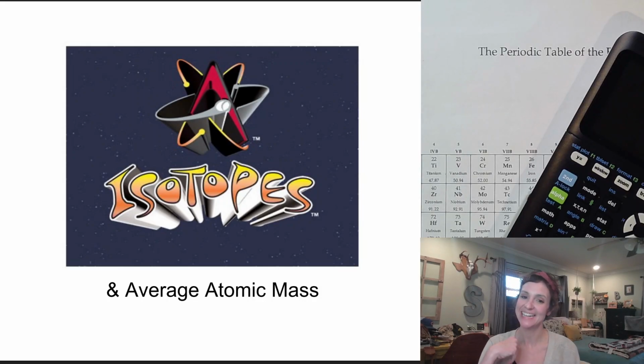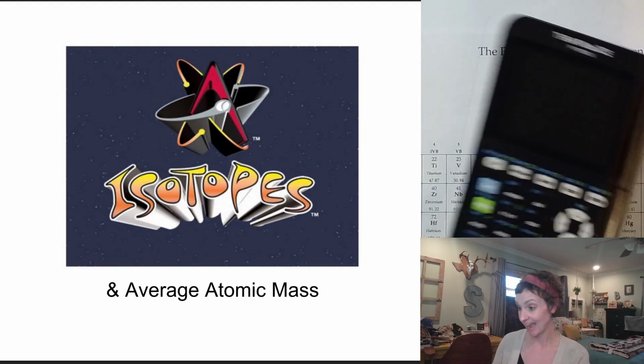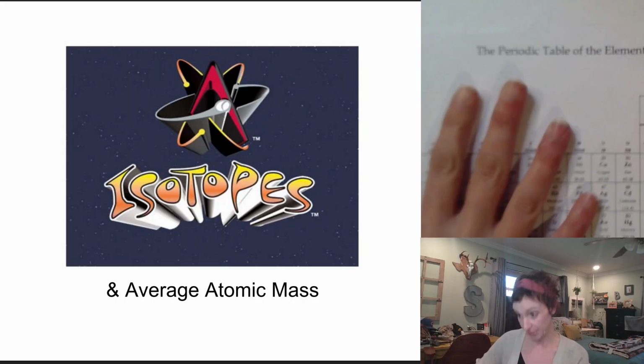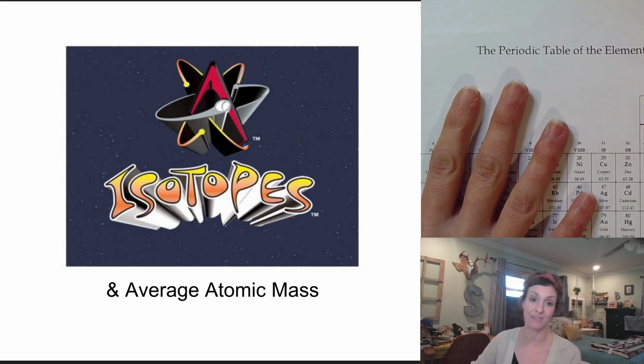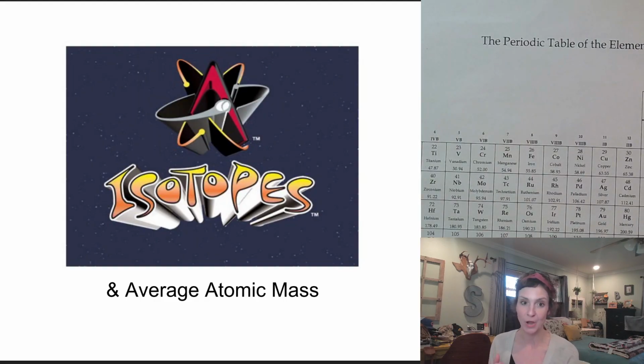Guys, today's lesson is on isotopes and average atomic mass. For today's lesson and pretty much all lessons going forward in chemistry, we're going to need our calculator and we're going to need our periodic table. So that you should have ready to go pretty much anytime you walk into class or anytime you work on your chemistry stuff on at-home days.